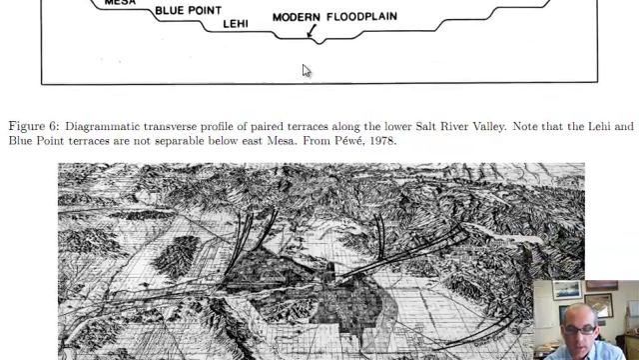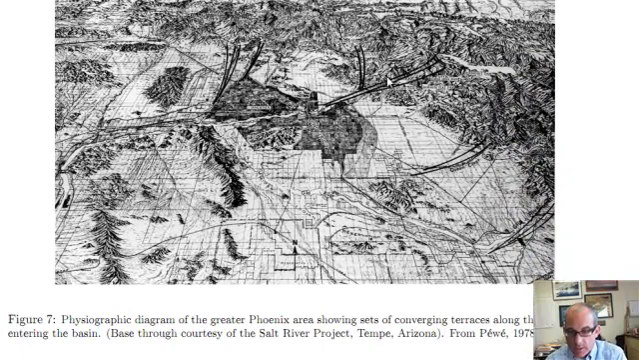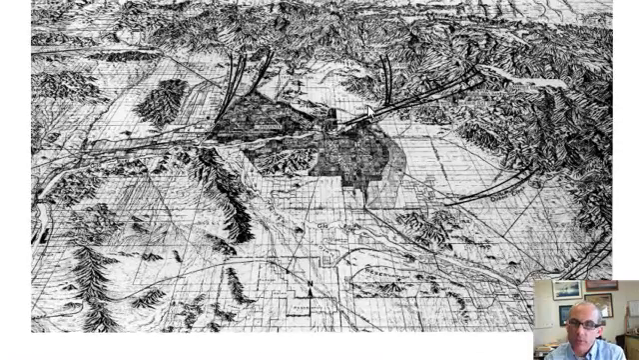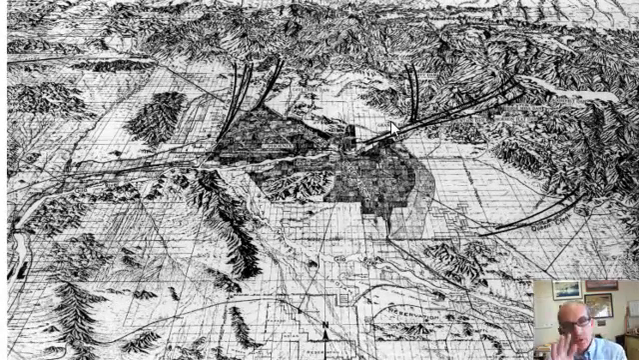And so what he was able to show is that as you went upstream, the distance between the terraces increased, and so that was an interesting problem for us to understand. You know, does that mean there's tilting, or is there a change in channel slope over time?